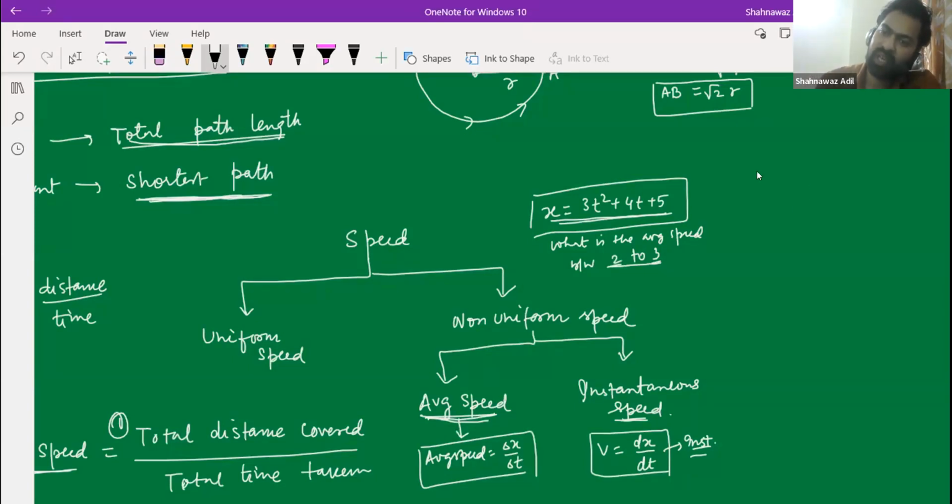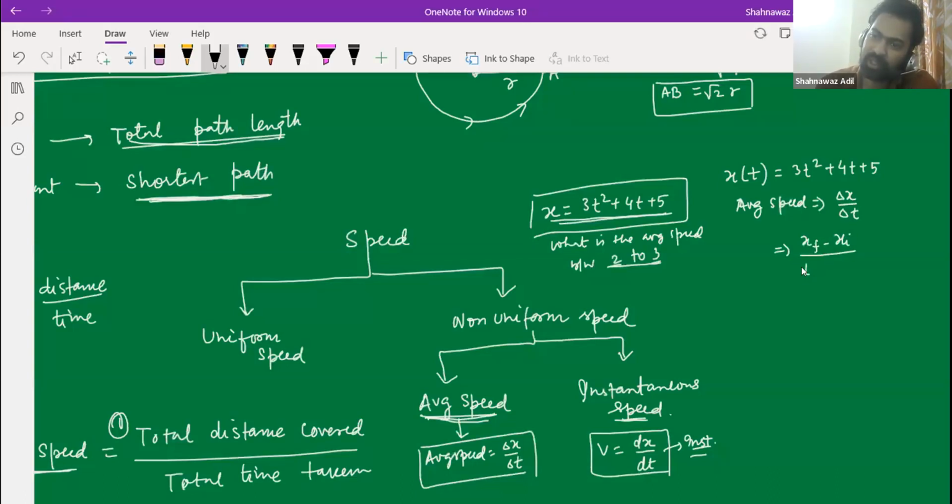So what do we have? We have x as a function of t, which is given as 3t square plus 4t plus 5. And we have to calculate average speed. So this would be delta x by delta t, right? Delta x is x final minus x initial, divided by t final minus t initial.